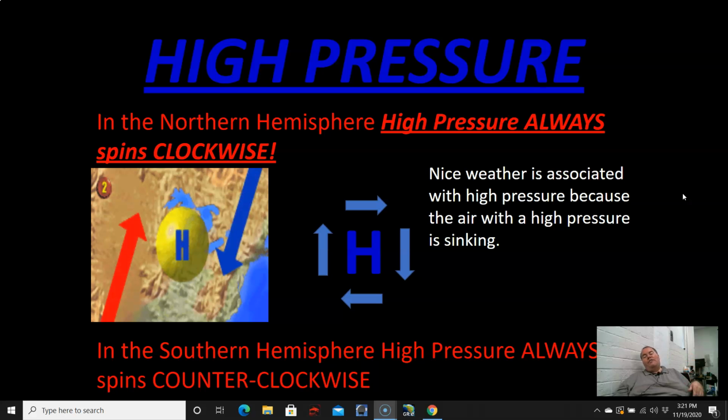Now, you get into the southern hemisphere, the wind flow is different and high pressure is counterclockwise. But here in the northern hemisphere, it's always clockwise. So high pressure is sinking air, calm weather.